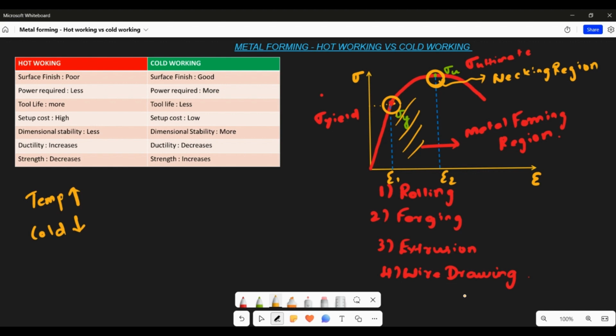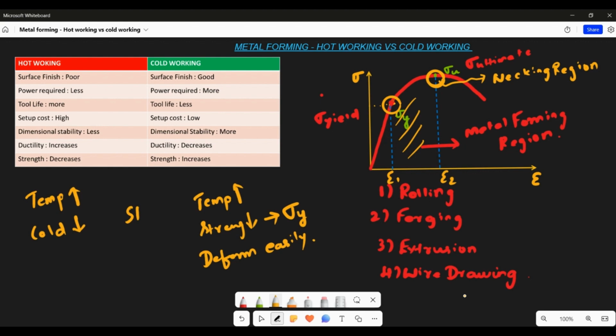Suppose, for example, if I increase the temperature, what happens to the strength of the metal? It decreases, which means we can deform the material very easily. This strength represents sigma y. So sigma y decreases so that I can easily deform the material. This is hot working.